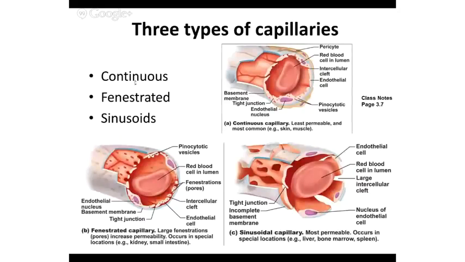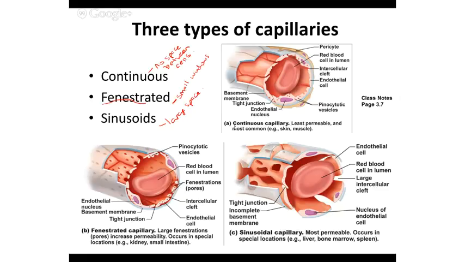There's 3 different types: continuous, fenestrated, and sinusoids. So continuous means that there is no space between cells. Fenestrated, fenestra, means window. So there are small windows in the cells and between the cells, both. And then sinus is a large space. So let's look at the pictures.